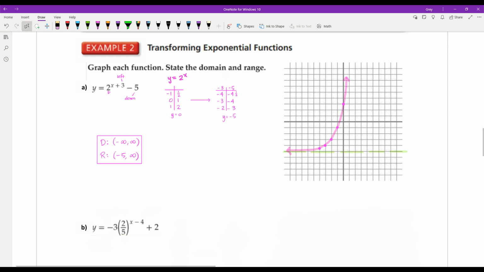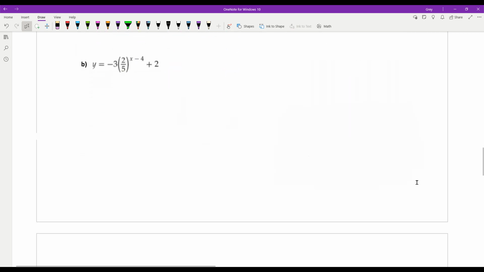All right, look at this next example. y equals negative 3 times 2/5. Notice anytime you have a fraction, y'all, with our exponential function, you have to put parentheses around them. So if you don't do that in Delta Math, it will be marked wrong. Negative 3 times the quantity of 2/5 to the x minus 4, plus 2.